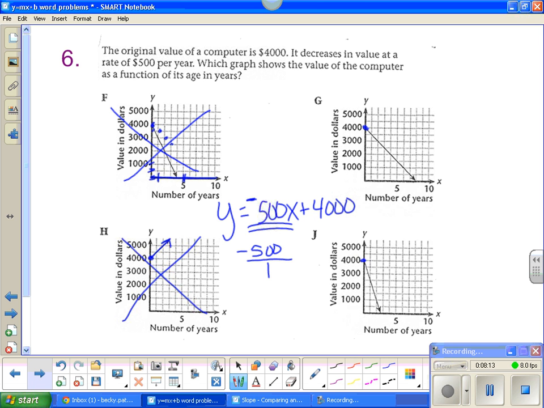So let's go look at this one. Down 500, right 1, down 500, right 1. I like that one. Let's look at J. Down 500, right 1. And again, that one's falling too steep. So we like this one.